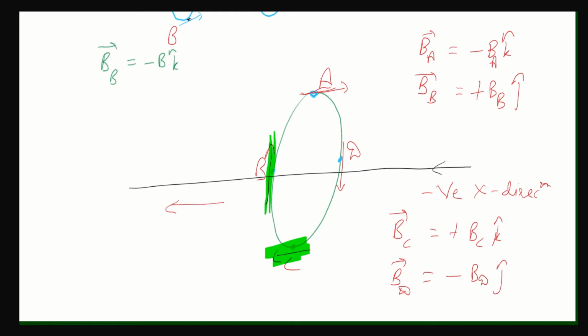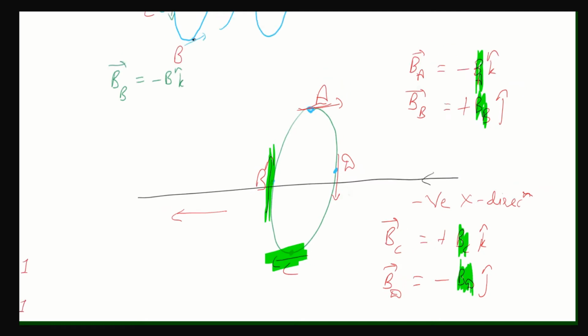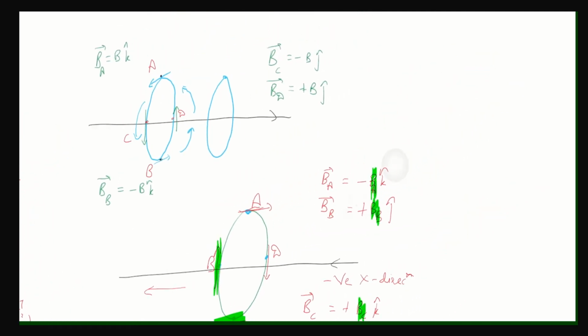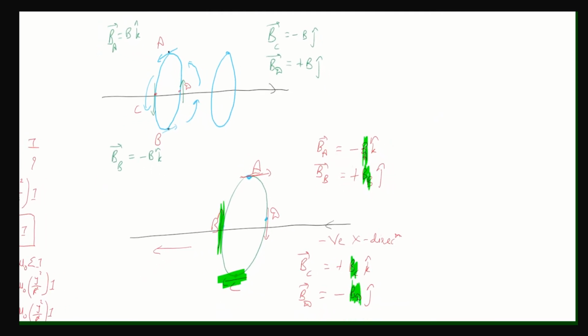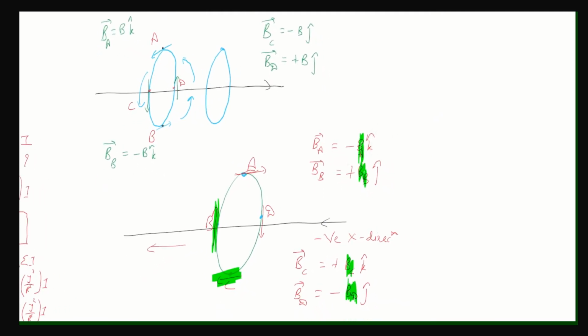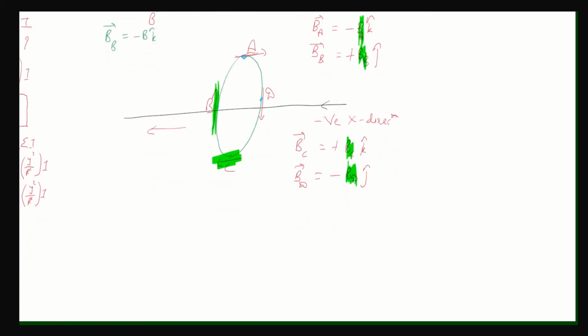Of course, if the distances are same for A, B, C, and D, you don't need to write B A, B B, B C, and B D. Why? Because the intensity will be same, right? So this is how we can determine magnetic field of a straight wire at different points around it. Okay, and what if we are talking about a current carrying ring?